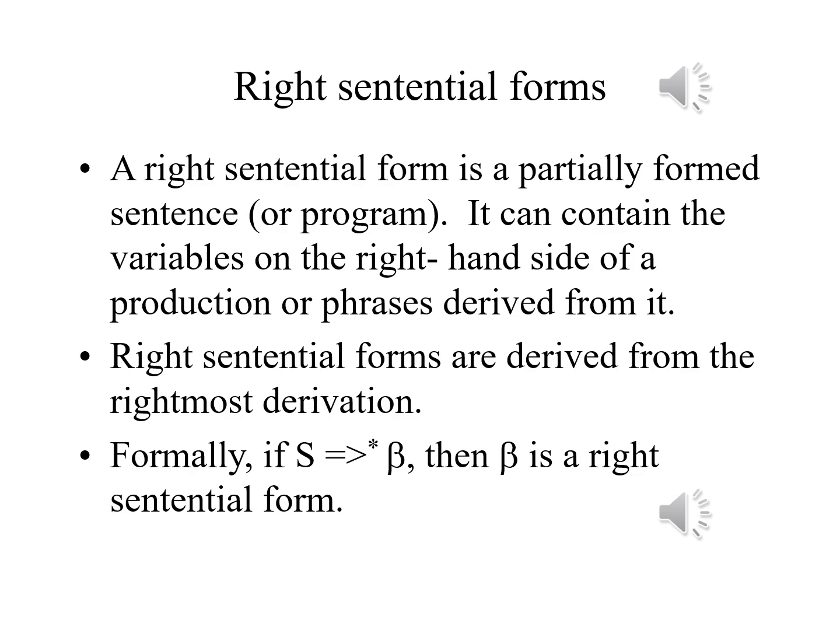There are a few definitions which we need to know before we can go ahead and start building the state machine. One term is right sentential form. Right sentential form is a partially formed sentence or program. It can contain the variables on the right-hand side of a production or phrases derived from it. Right sentential forms are derived from the rightmost derivation. Formally, if S ultimately derives beta, then beta is a right sentential form.